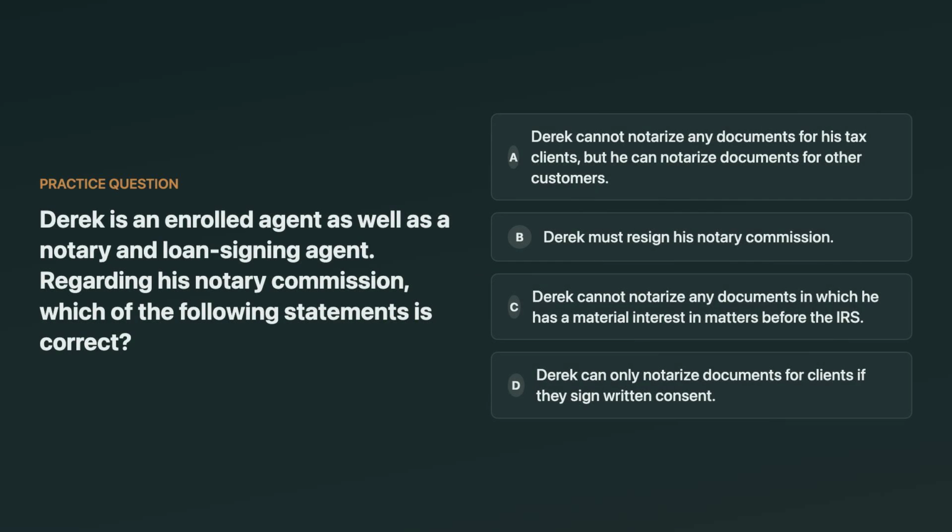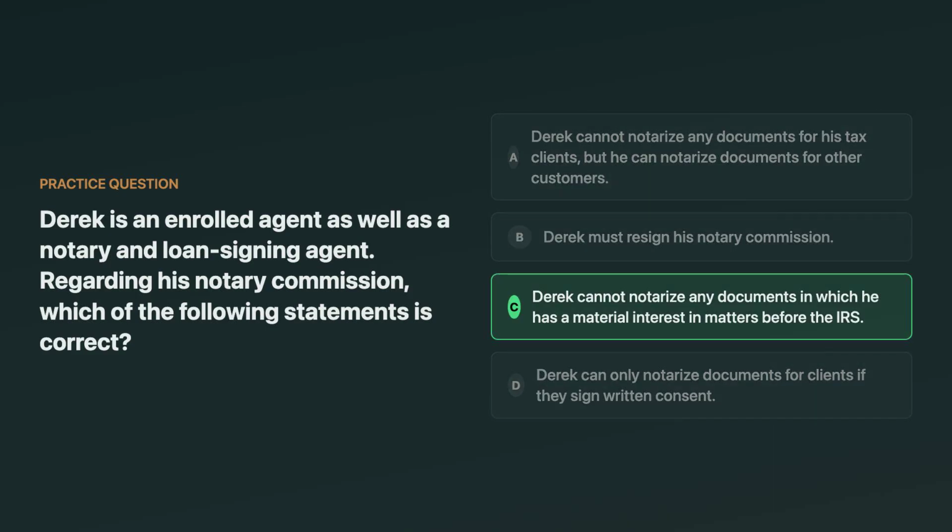Derek is an enrolled agent and also a notary and loan signing agent. Regarding his notary commission, which statement is correct? The choices include: he can't notarize any documents for tax clients, he must resign his commission, he can't notarize documents where he has a material interest in matters before the IRS, or he can notarize for clients only with written consent. Think about it.